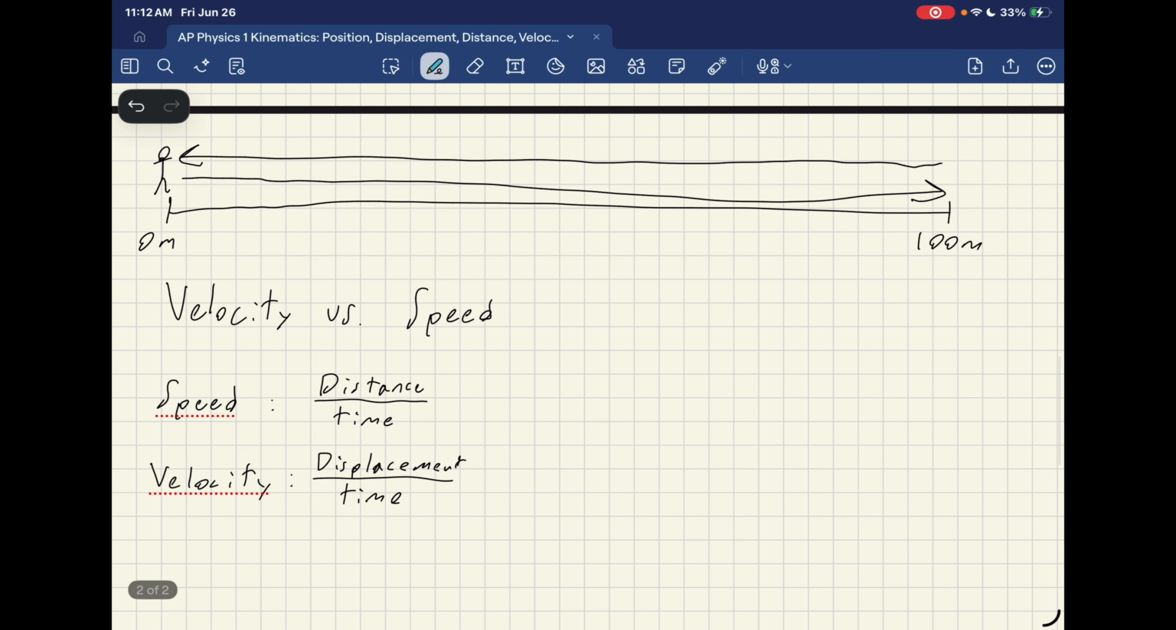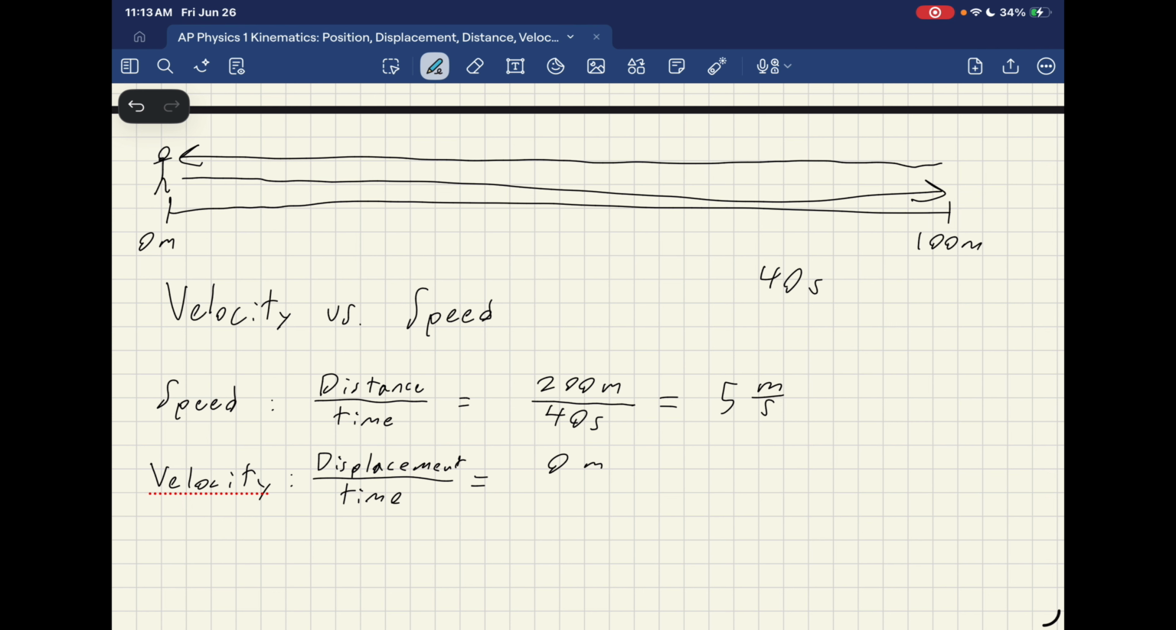If we take our initial problem with the runner, where they travel 100 meters east and then travel 100 meters west, we already found that our distance is 200 meters. So I'm going to plug that into this equation here. And our displacement we found was 0 meters. Our time, let's say it takes them 40 seconds to travel the whole distance. Our speed is 200 meters divided by 40 seconds, which equals an average speed of 5 meters per second.